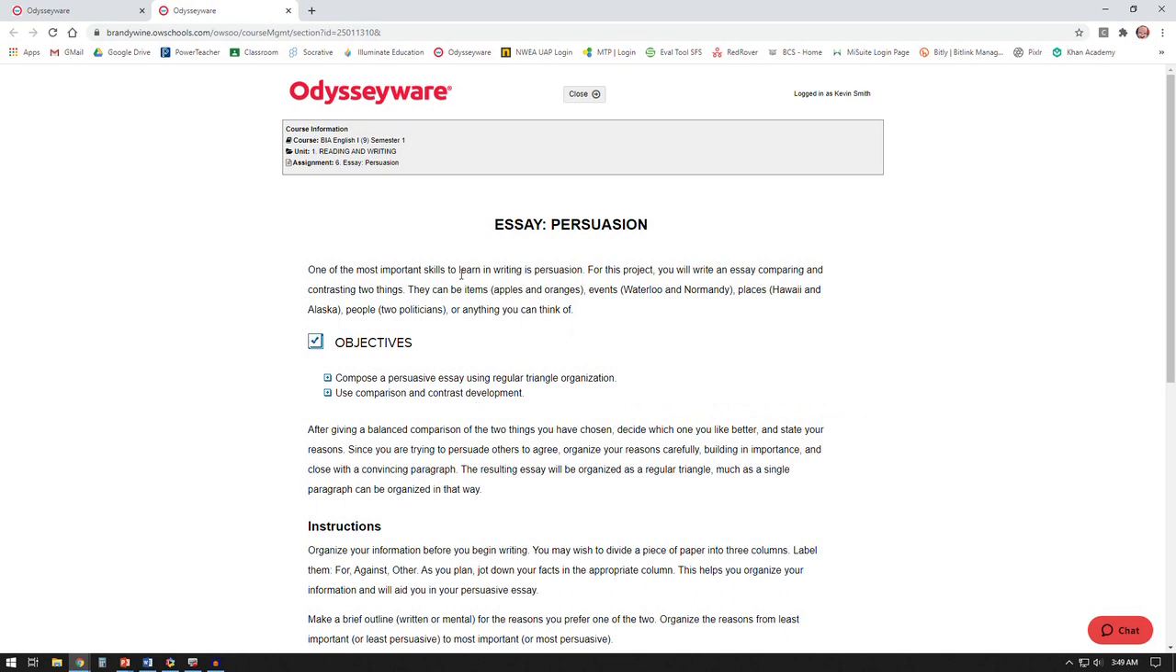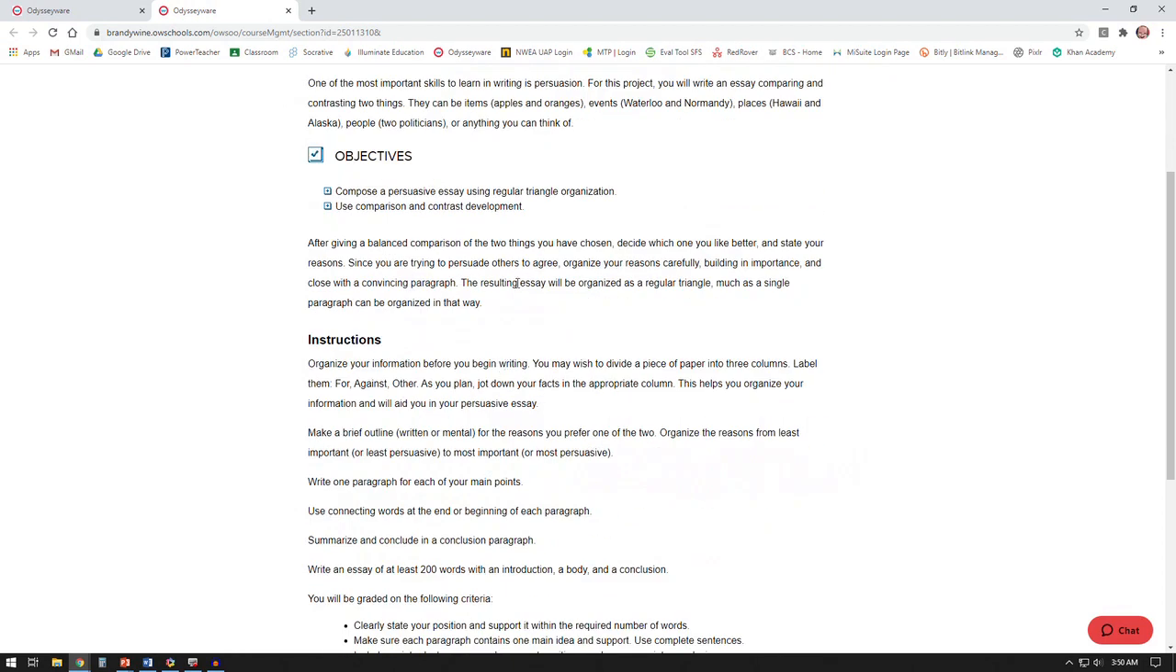You're going to pick two things to compare and contrast, and then you're going to talk about them, and then you're going to pick one of them as better than the other. And they can be anything. They give examples here. They can be apples and oranges. They can be events like Waterloo and Normandy. They can be places, Hawaii and Alaska, or people, two different politicians. With this being an election year, you could talk about presidential candidates. It's whatever you want. Though keep in mind, this is a brief writing assignment, so you don't want to go too crazy.